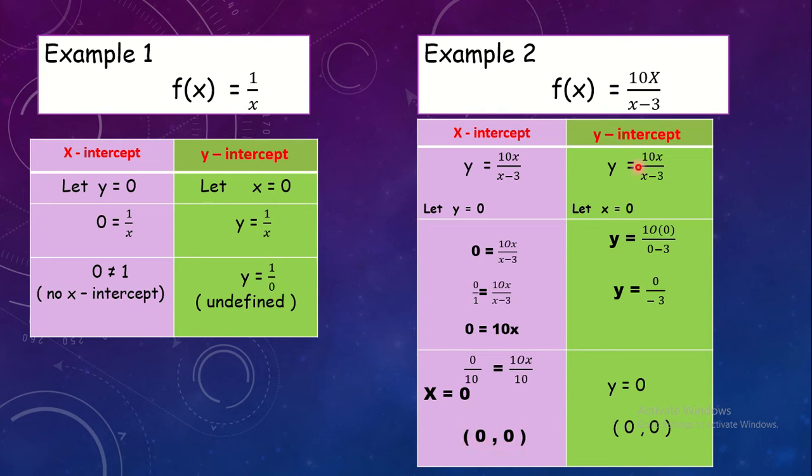For the y-intercept naman, same din, but we let x as 0. Change lang natin ng 0 yung mga x. Kaya nga siya 10 times 0, 0 minus 3. So this one is 10 times 0 is 0. 0 minus 3 is negative 3. Okay? So when you divide this one, ang sagot niya is 0. So we have here the 0 and 0 ordered pair.